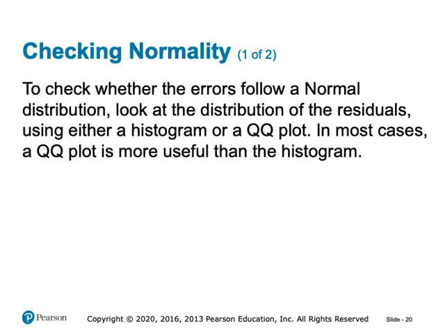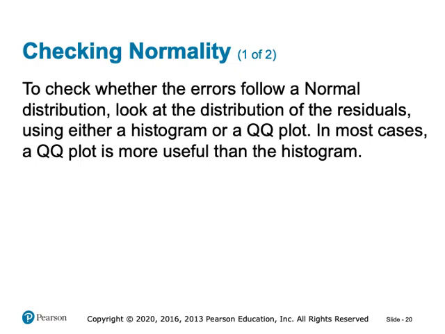Next, let's discuss how to check the normality of the residuals, which is an important assumption in linear regression. To determine whether the errors or residuals follow a normal distribution, we can analyze the distribution of the residuals using two main tools, a histogram or a QQ plot, quantile-quantile plot. Both of these graphical methods help us assess whether the residuals are approximately normally distributed. A histogram provides a visual representation of the distribution of residuals, allowing us to see if they resemble the familiar bell-shaped curve of a normal distribution.